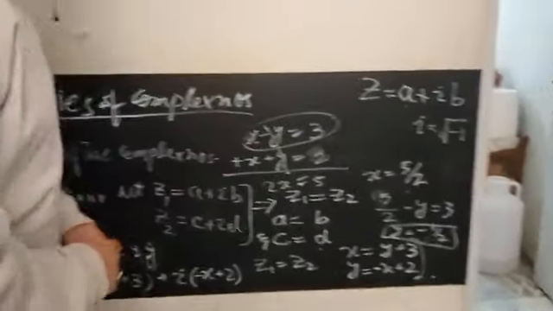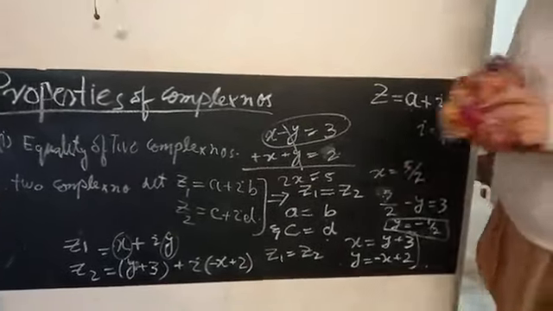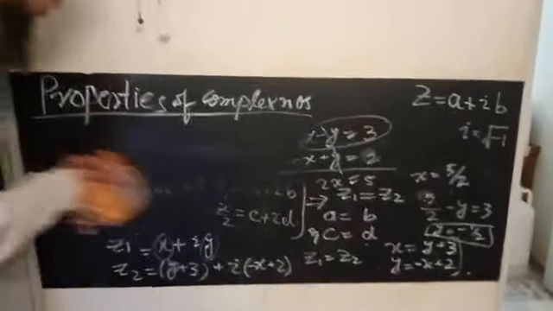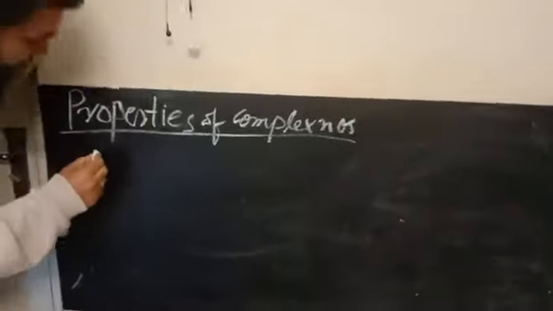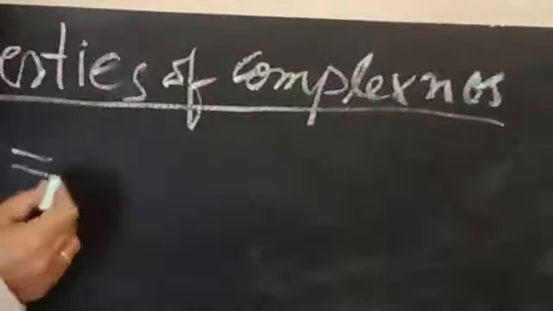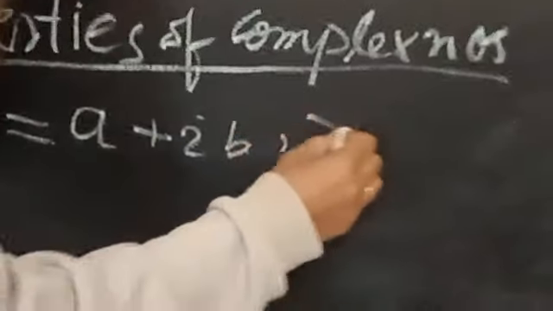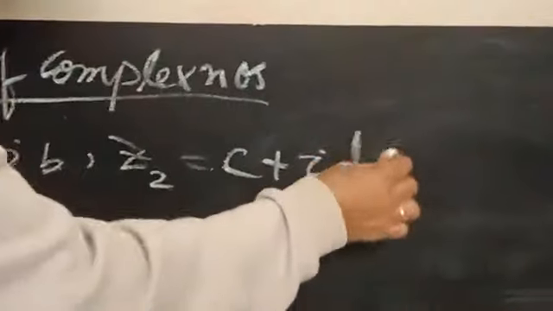The second property is addition of two complex numbers. How to add two complex numbers? Let's suppose z1 is equal to a plus iota b and z2 is equal to c plus iota d.